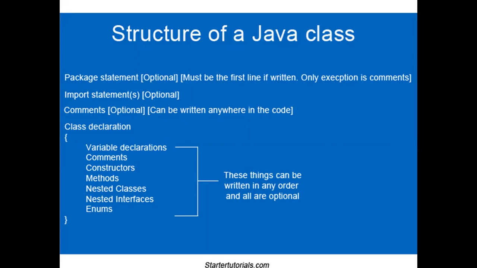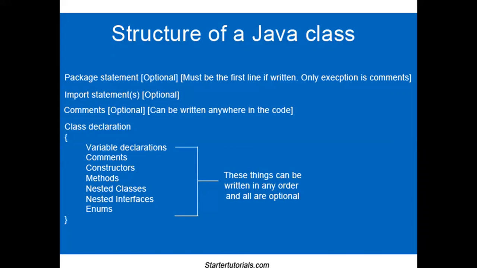A class declaration may contain variable declaration, comments, constructors, methods. Methods are similar to functions. And nested classes. A class within another class is called a nested class, and nested interfaces. And next is enumerations. So all these can be provided within a class. So we can discuss each and every concept further in this unit itself.